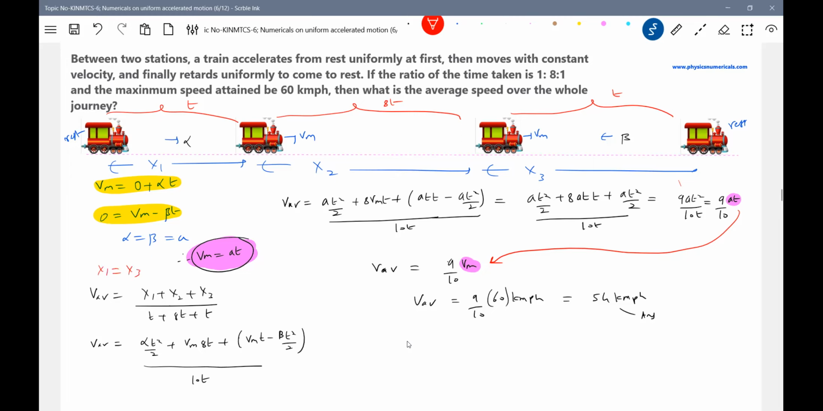This may not be important, I just wrote it. Even x1 equal to x3, this I'm showing separately here. This you may find difficult. I'll eliminate it, it may not be needed here now.